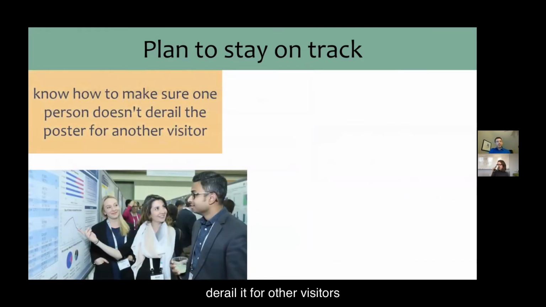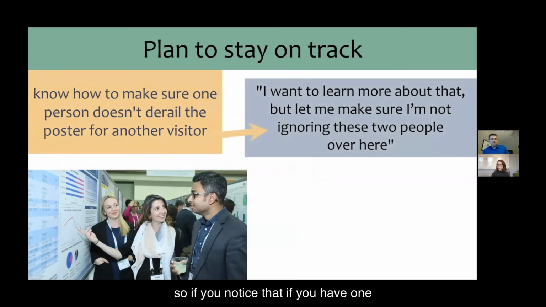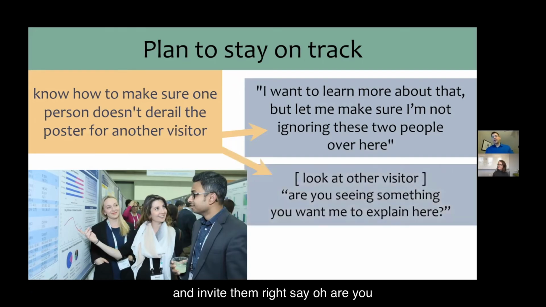Sometimes one person really can derail it for other visitors. So let's suppose one person walks up and just wants to keep talking and asking questions about everything, but this person in the background really just wants to hear the poster. If you have one visitor who's just there and doesn't go away, that's really good because they're interested, but you want to make sure you're not avoiding or ignoring other people. You can say to that visitor, yeah, I want to talk more about that. I want to learn about that. Let me make sure I'm not ignoring these people over here. Okay. And you can look at those other people over there and invite them, right?